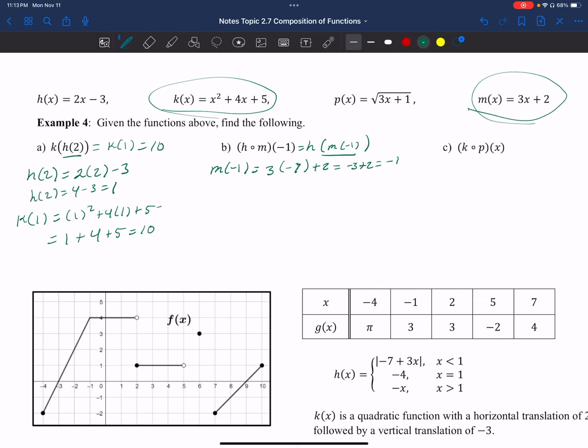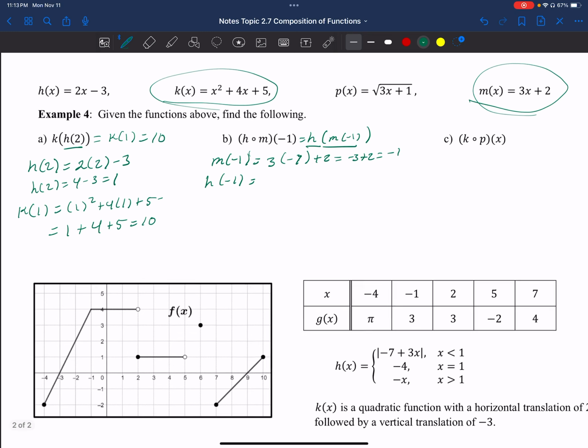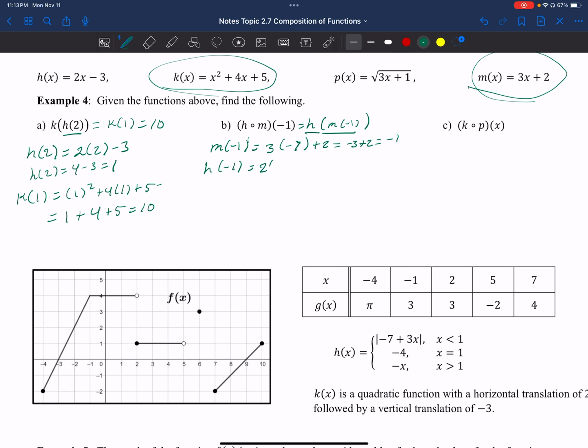And then I'm finding the outer function, which is H of negative 1 again. Keep in mind that just happened to be the same number. It doesn't actually have to be the same number. So that will be 2 times negative 1 minus 3, which will be negative 2 minus 3, which is equal to negative 5. So H of M of negative 1 is negative 5 once I write it down.